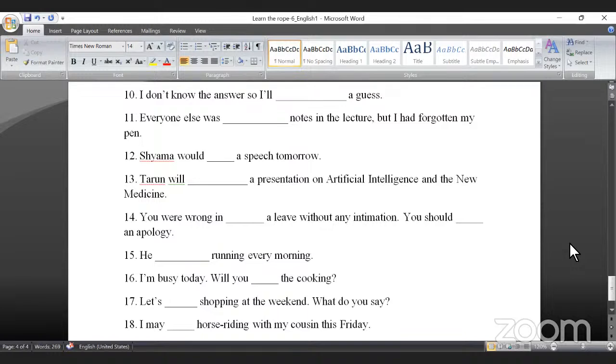The 16th one. I'm busy today. Will you dash the cooking? Do the cooking. Yes, do the cooking. Will you do the cooking? Let's dash shopping at the weekend. What do you say? Go to shopping? No, just go. Let's go shopping at the weekend. Okay, let's go fishing. Let's go shopping.